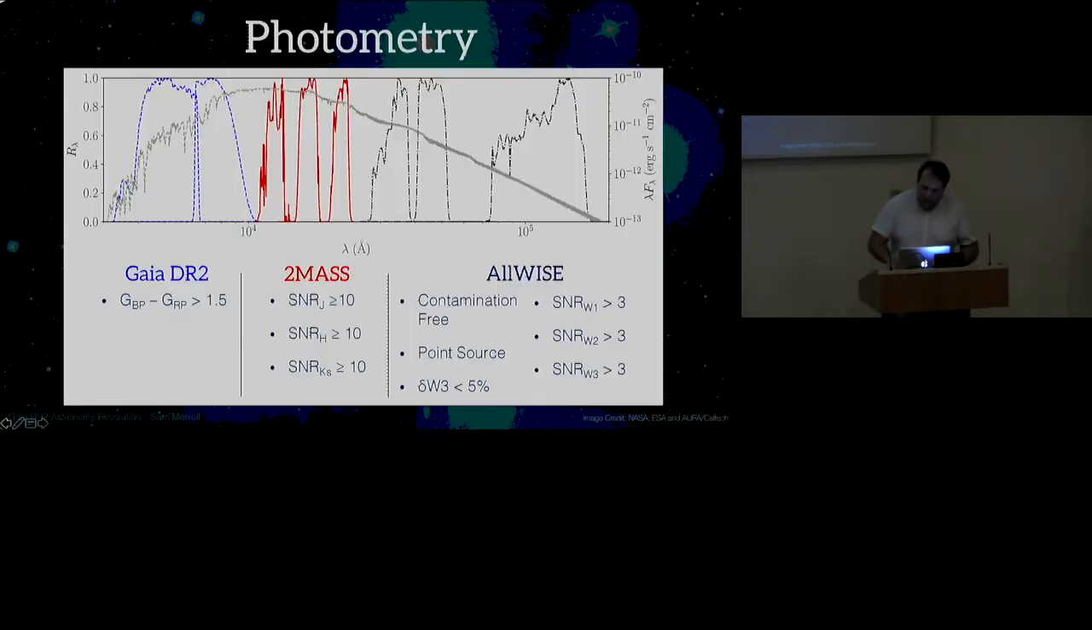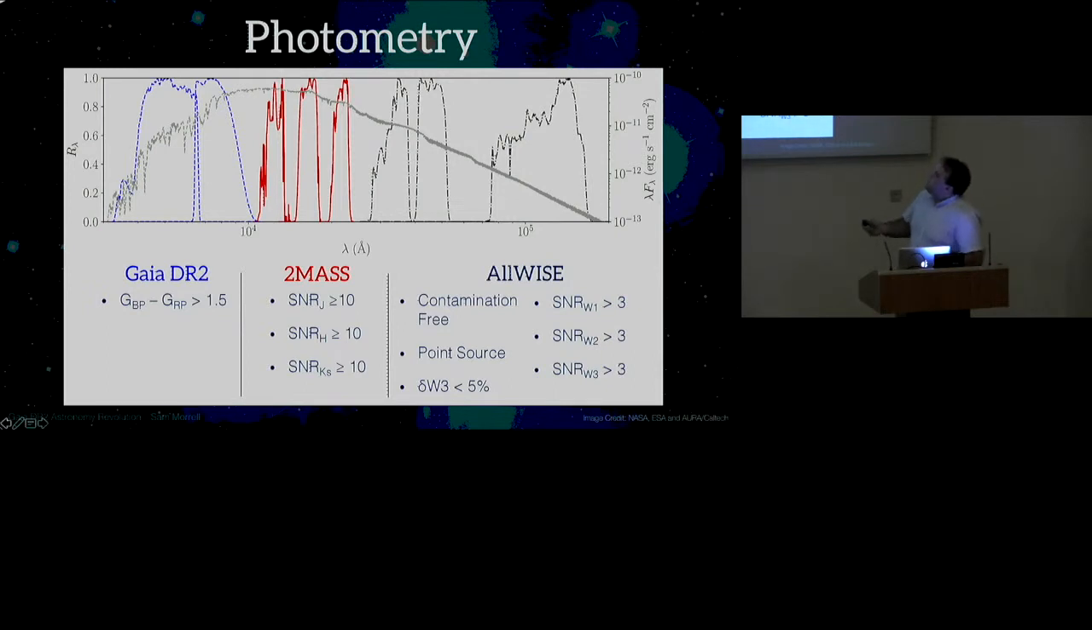So what we do now is we want to directly determine the temperature and the radius for all of these stars. So we take photometry from all-sky surveys that samples the entire SED so that we can fit these things from it. We, of course, adopt the Gaia BP and RP bands for the optical. We take a red cut, which means that we only take stars with BP minus RP greater than 1.5.